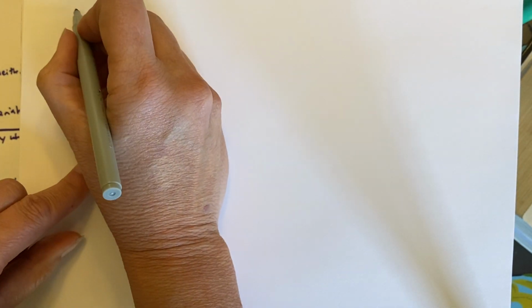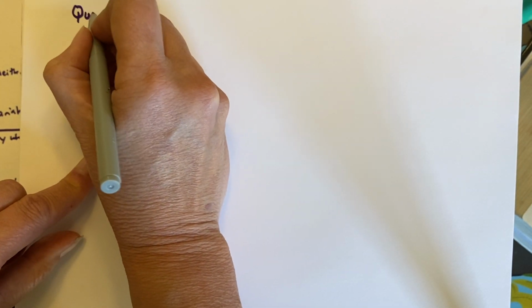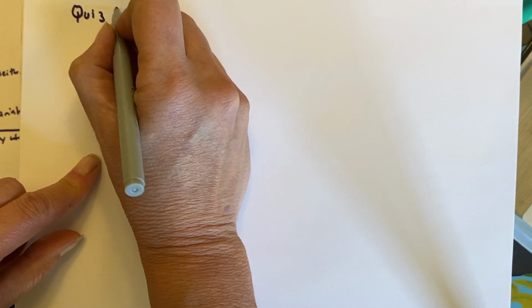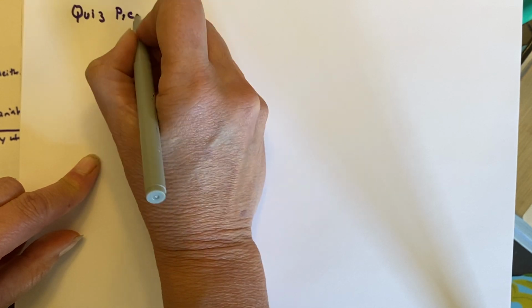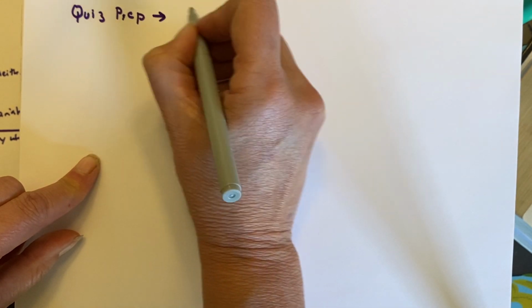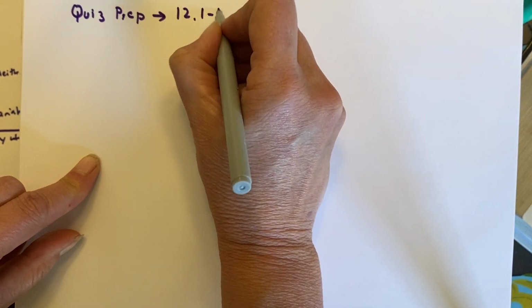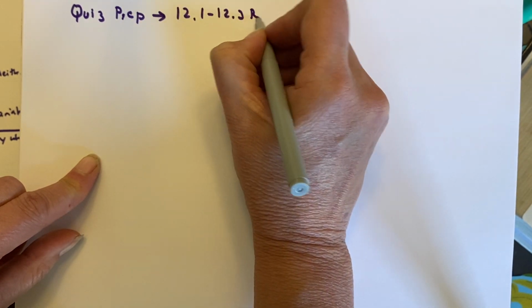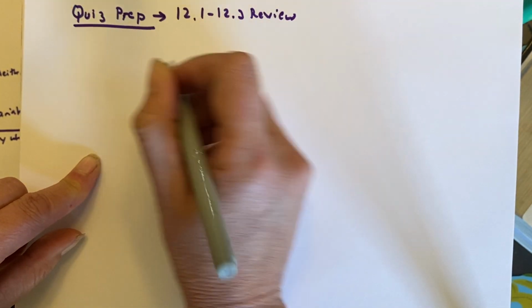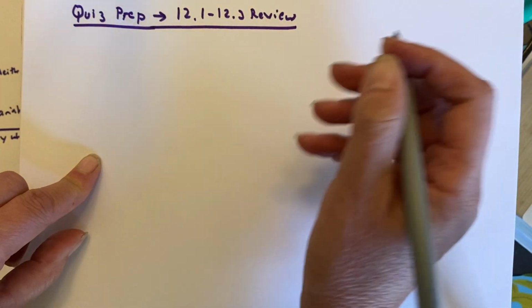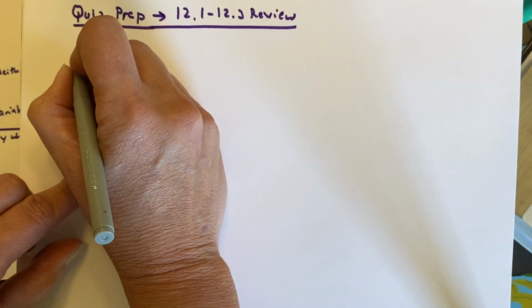This next quick little lesson is really not a lesson at all. It's a prep for the quiz, just so that you review quickly lessons 12.1 to 12.3 before you take the quiz. And I'm giving you examples of the kinds of questions that we're asking.